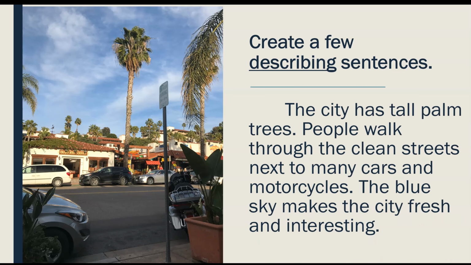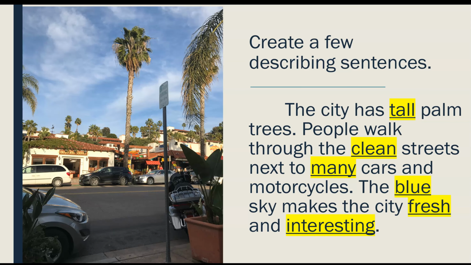Okay, so this is my example. I wrote it in paragraph form. It says, the city has tall palm trees. People walk through the clean streets next to many cars and motorcycles. The blue sky makes the city fresh and interesting. Okay, wow, right? This one gives more information and makes it more interesting, right? Maybe you want to go visit the city now that you have this description.